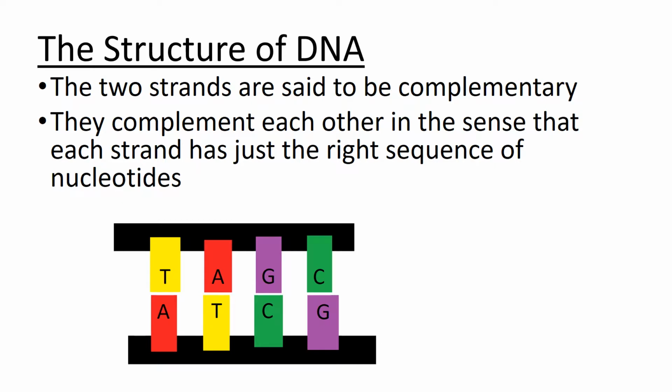The 2 strands are said to be complementary, and they complement each other in the sense that each strand has just the right sequence of nucleotides. So up on the top, we have T, A, G, and C. And down on the bottom, we have exactly the right sequence of nucleotides for these 2 strands to combine. This is the only sequence that could combine with the strand on the top: A, T, C, and G. And so in this sense, the 2 strands complement each other.